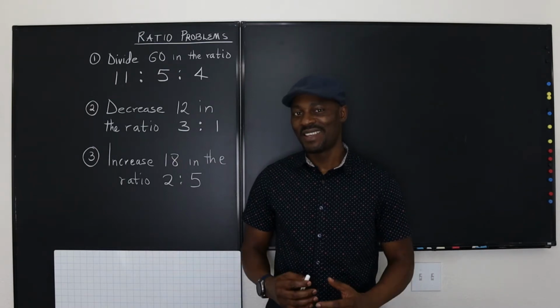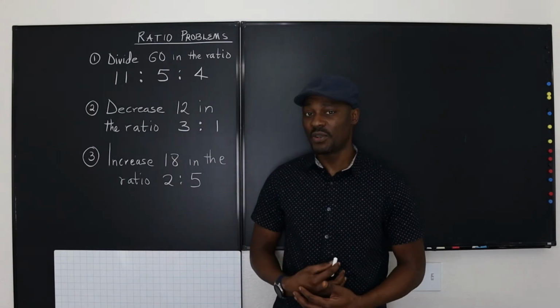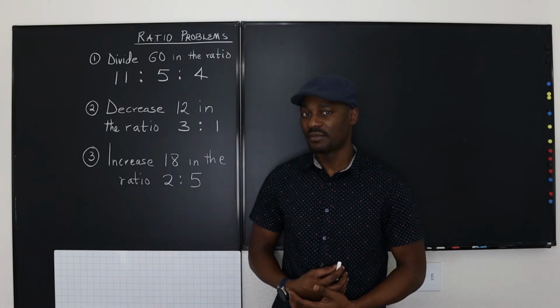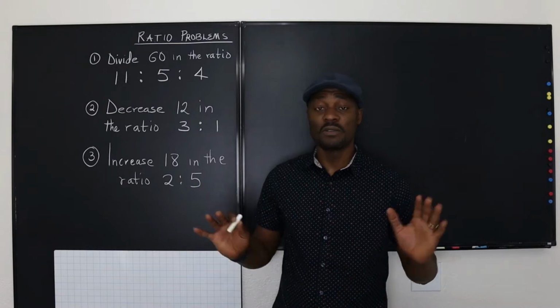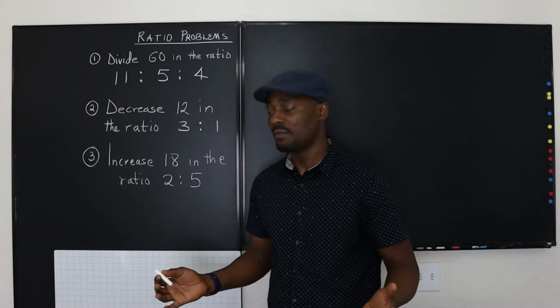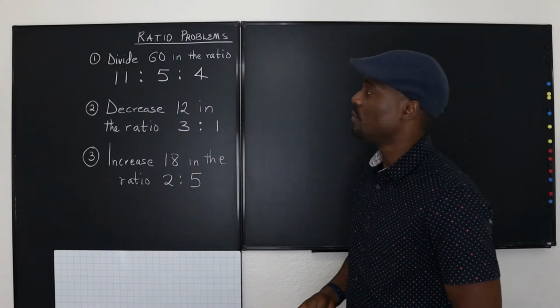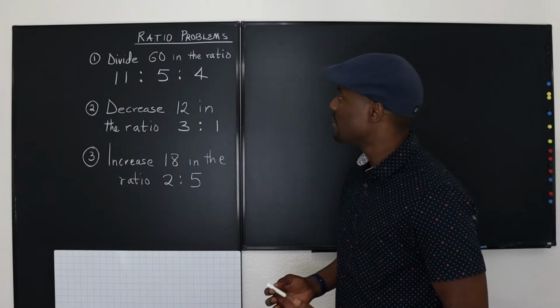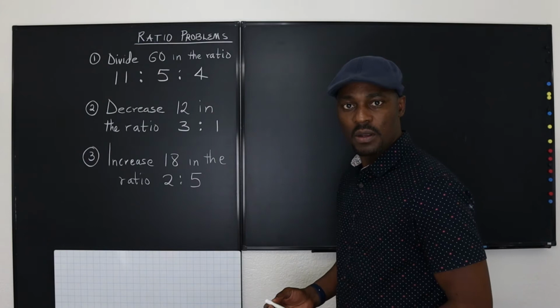Hello. If questions like this look difficult for you, this video can help you. So I'm just going to go straight into solving all the questions, all three of them. So let's go with the first one. It says divide 60 in the ratio 11, 5, 4.